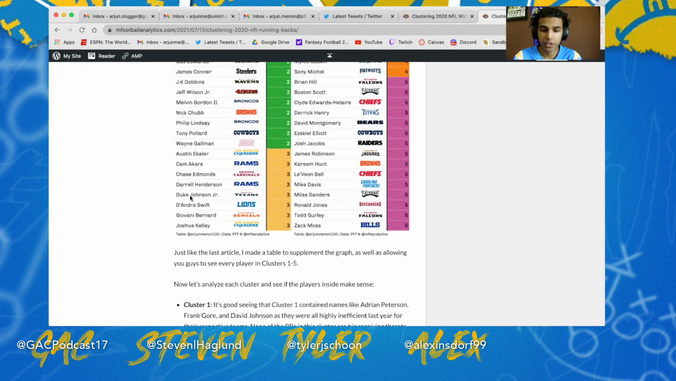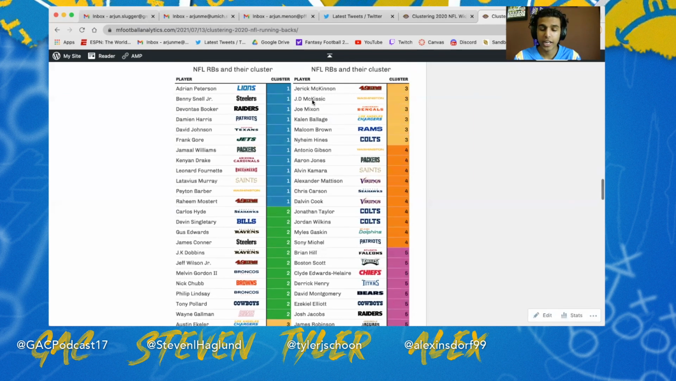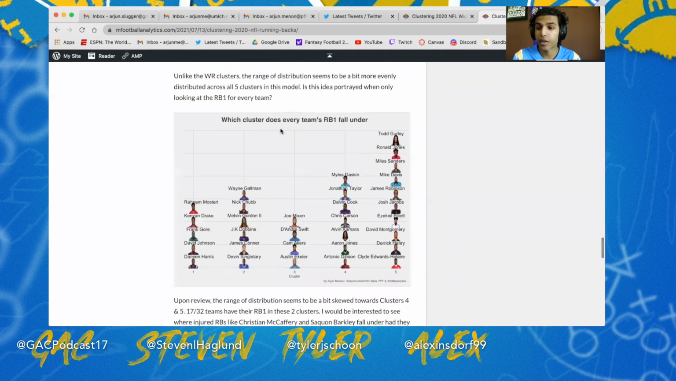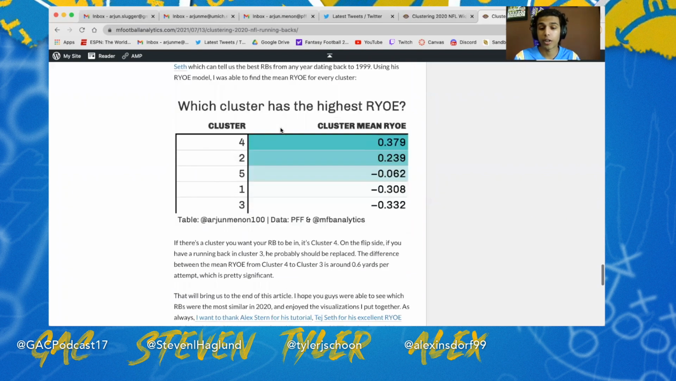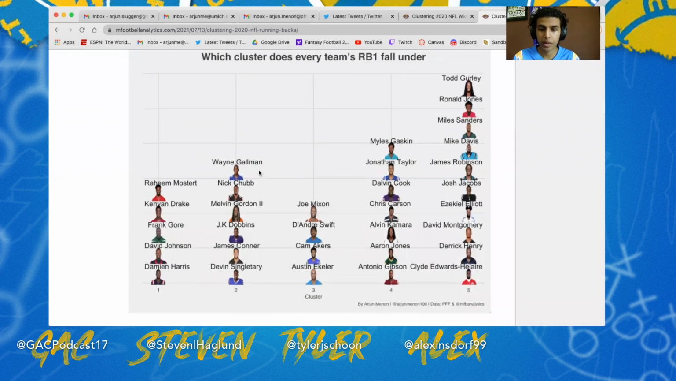Like guys like Duke Johnson, Darrell Henderson, Chase Edmonds, Nyheim Hines, JD McKissic, Jerick McKinnon. These are not guys that are bell cow backs. These are the guys that come in on third down and can catch a check down and take it for 5-10 yards, right? And that's ultimately where the Chargers running backs fell last season. And it's not something that we want to see going into next year. And hopefully we can get some movement around where Ekeler falls into a more efficient cluster, maybe like a cluster 2 or a cluster 4. And again, here's the graphic if you want to pause and look at where every team's running back 1 fell under. So again, Ekeler fell into that range with Akers, Swift, and Mixon.